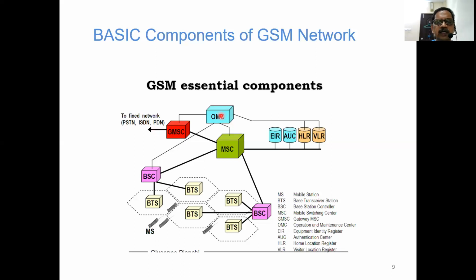Then the OMC is connected to the MSC as well as the GMSC, because it has to monitor everything in the network, including HLR and VLR. So these are the essential components of the GSM network.